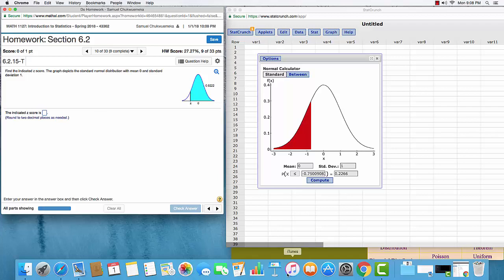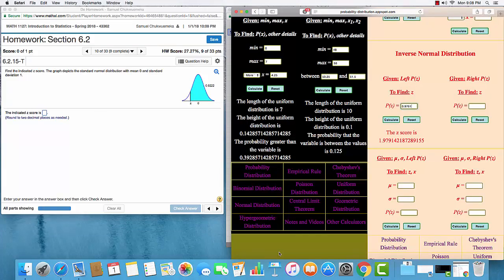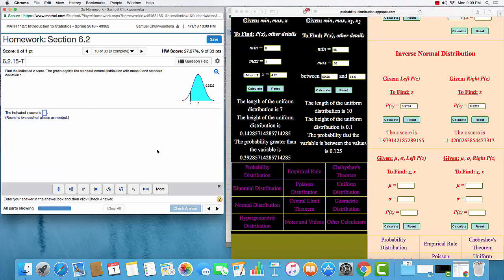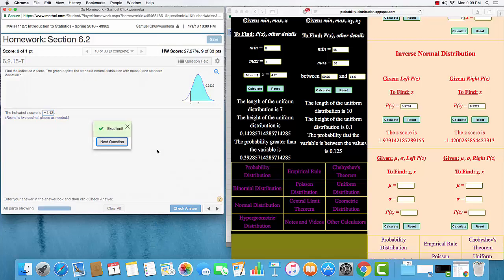Okay, the next one is my calculator. They gave us probability to the right, and they want us to find the z-score. So you just use this here. The probability is 0.9222. Enter. So the z-score here is negative 1.42. To 2 decimal places, it is negative 1.42.